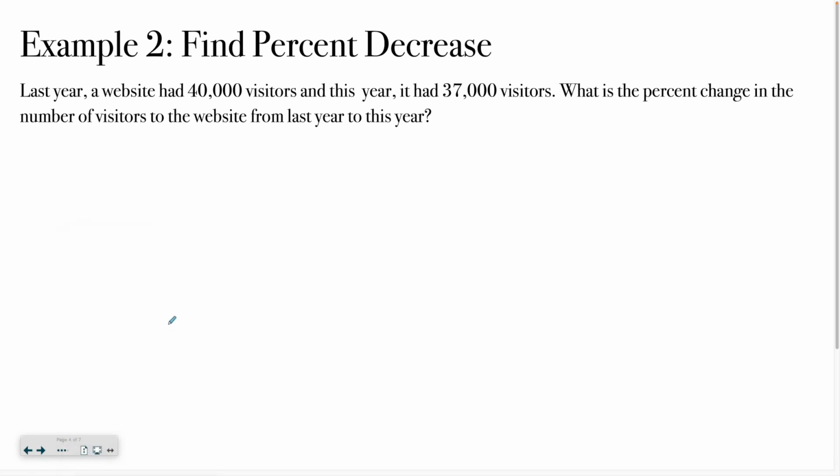Okay, so last year a website had 40,000 visitors, and this year it has had 37,000 visitors. What is the percent change in the number of visitors to the website from last year to this year? Okay, so we have, remember, part equals the percent times the whole. And on example 1, we talked about how the part is how much it changes by, right? So in this case, those two numbers are 3,000 apart.